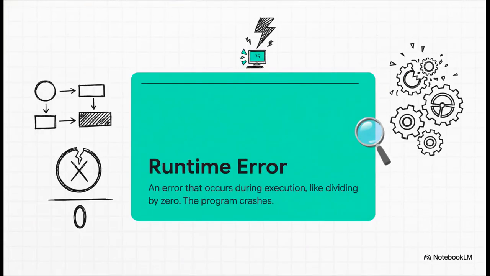Okay, so the next level up is a runtime error. Now, your code's grammar is perfect, but while the program is actually running, you ask the computer to do something that's just impossible. The classic example is trying to divide a number by 0. The program starts up just fine, and then, bam, it crashes the moment it hits that one impossible command. These are a bit more serious because they can happen right in front of a user.